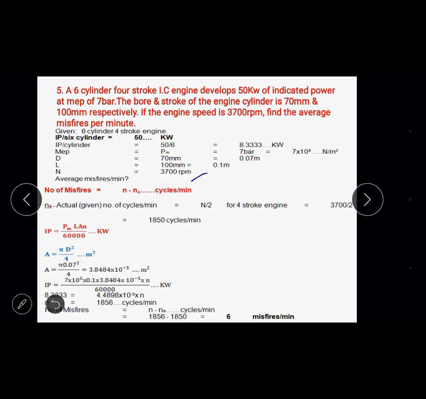As you know, in 1 second many cycles of combustion get completed. It takes a fraction of a second to complete 1 cycle of combustion. So in 1 second you will find many cycles, or in 1 minute you will find a large number of cycles. So there may be a case where firing might have failed. Maybe due to some reason there may not be firing.